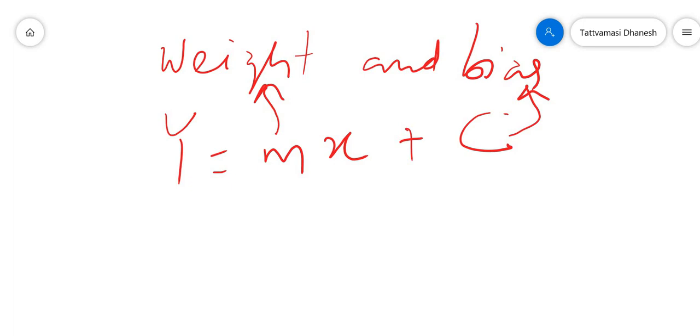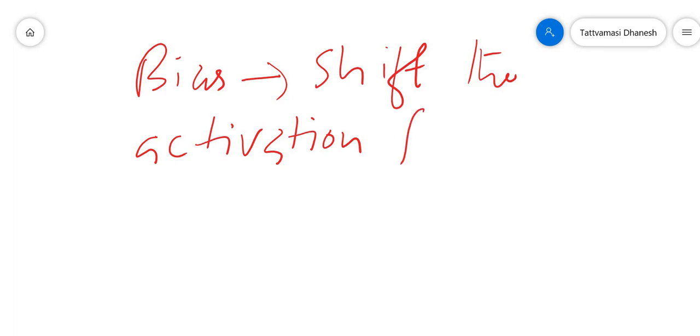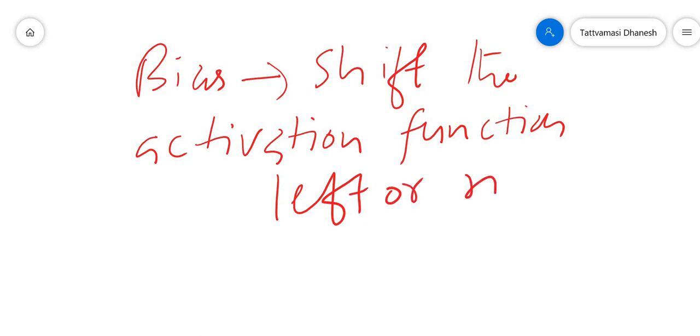So what the bias will do is shift the activation function to the left or right. Here is the role of bias: it will shift the activation function left or right. The activation function is denoted by the letter G or sigma, as we discussed. Shift the activation function left or right. This is bias.